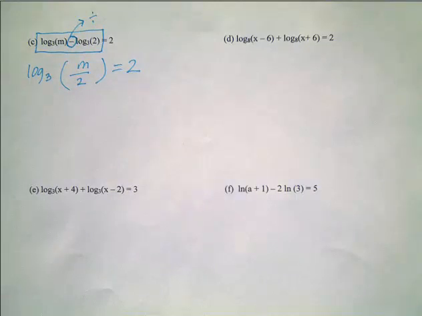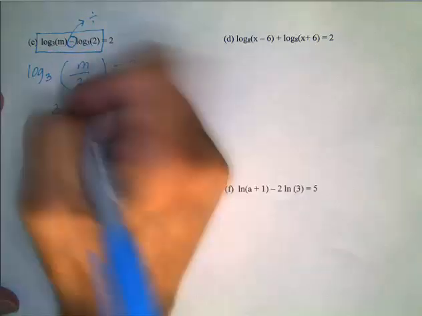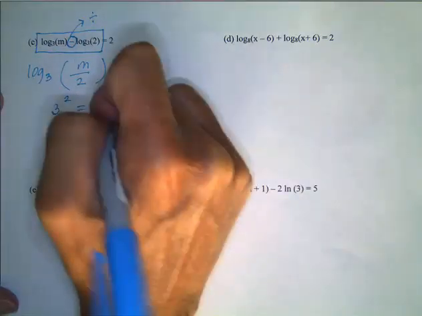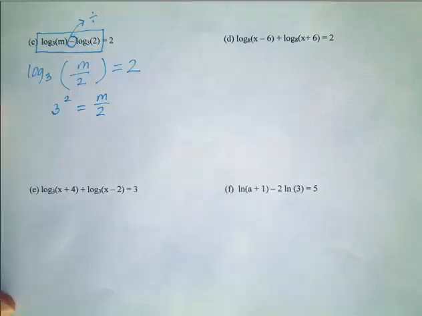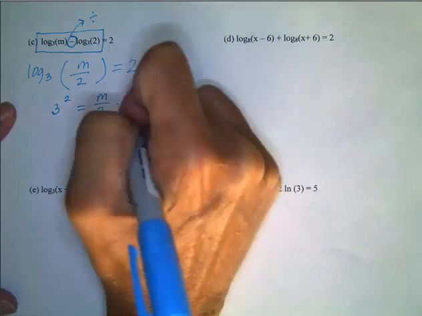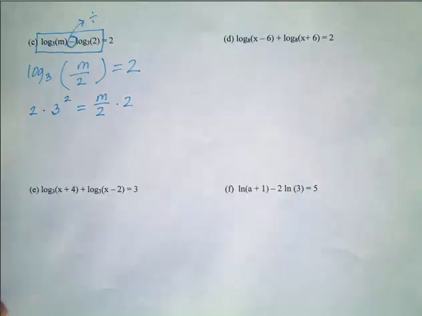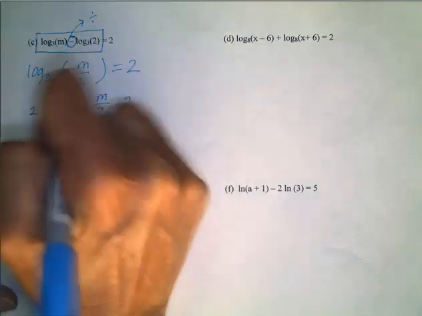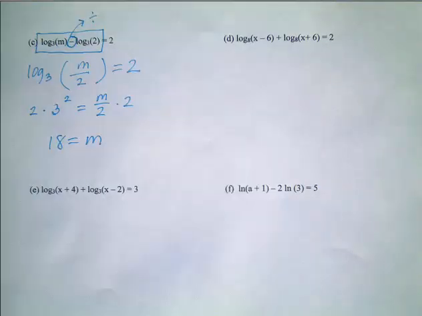Okay? So again, now I have a question just like I did in A and B. The log is already alone, so how do I solve it? Well, I put it in exponential form. So my base is 3, my exponent is 2, and my number is m over 2. So how do I get rid of divided by 2? I multiply both sides by 2. And I can put that in my calculator, or hopefully I can do that in my head. So 18 equals m. And you should pause this video and check these just to make sure.